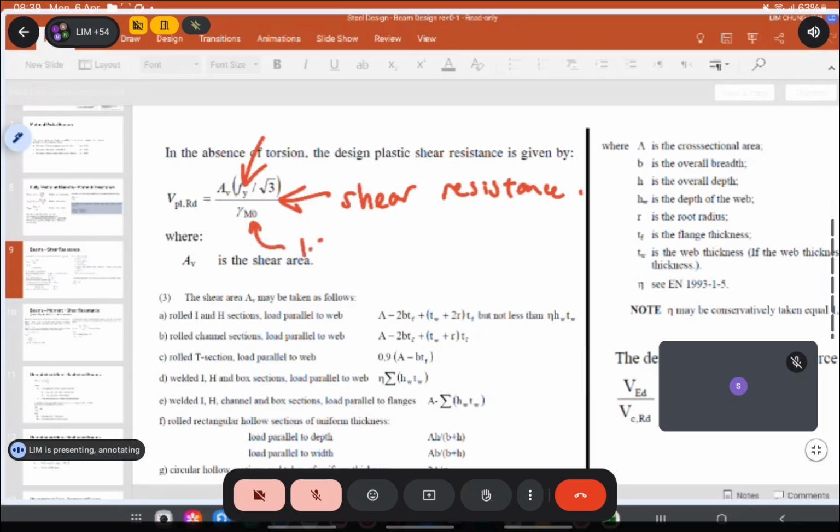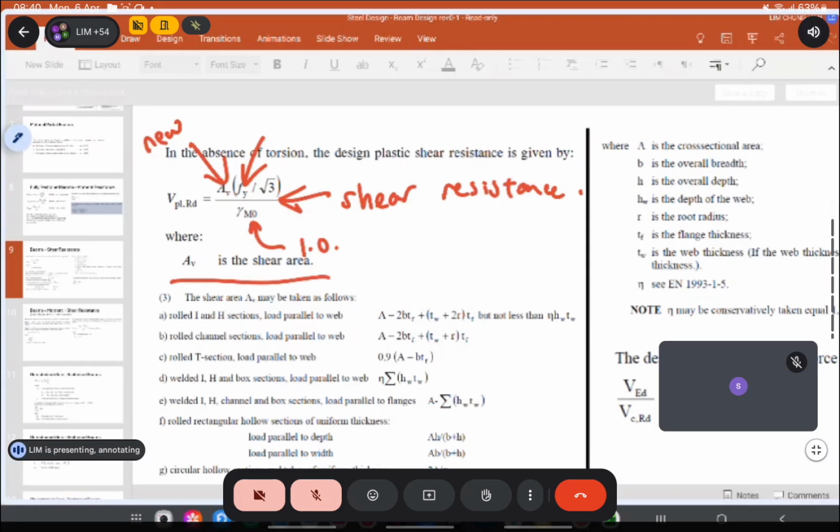Gamma n naught is again also 1. Square root 3 is square root 3. So the only thing that's new here is actually AV. The rest are the same as the earlier formula. What's AV? There are several meanings, but in this context, it's the shear area. AV is the shear area.